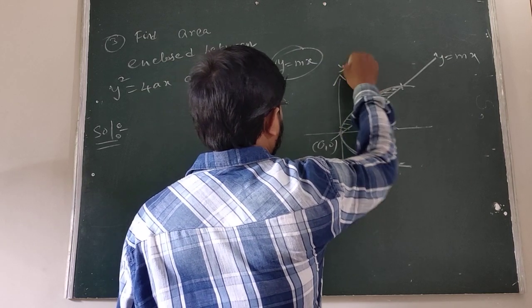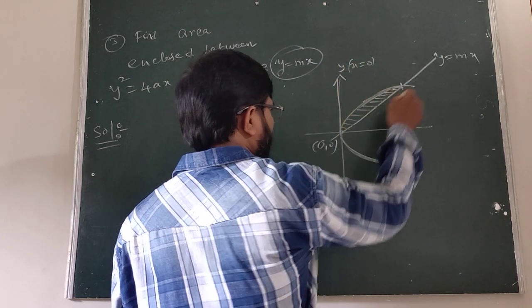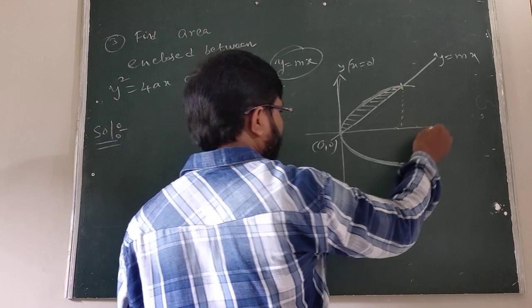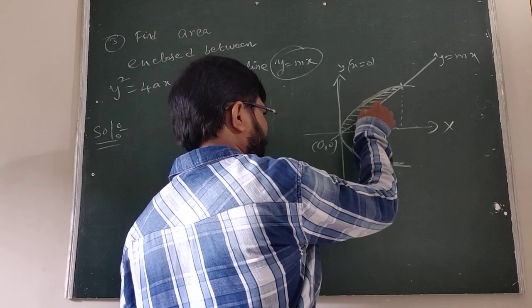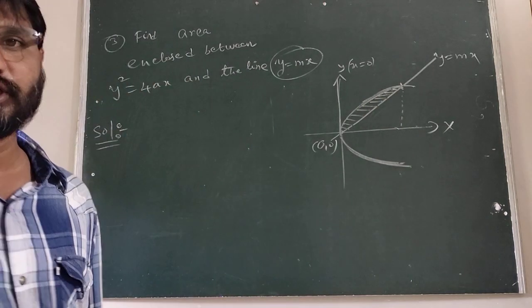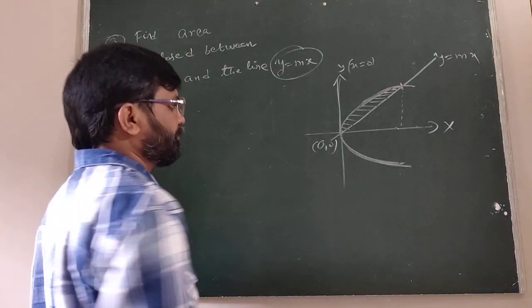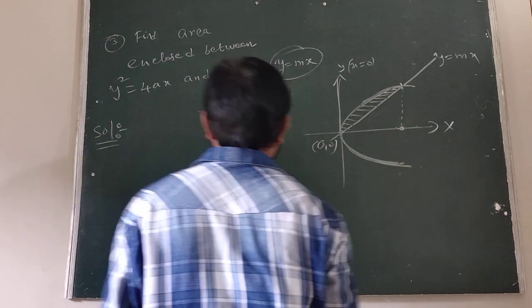Y-axis means x equals 0. We got the one boundary. Now we have to find this boundary. This is the x-axis. After that you can write upper curve minus lower curve. Now we are looking to find the other boundary. This value. How to find this one?